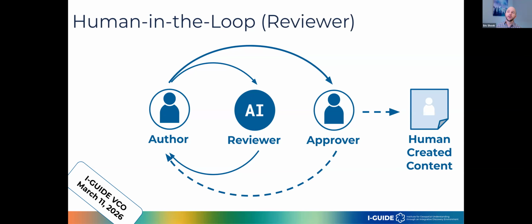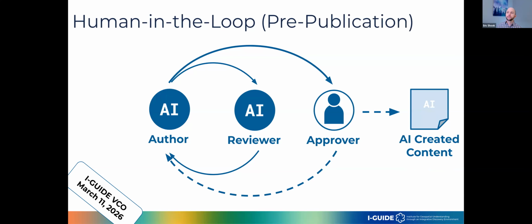We can also have human in the loop where AI serves as the reviewer. And in this case, what you would do is take existing material that you made as the author, you upload it to an AI system, and you have the AI review it, looking for gaps, holes, have it do some sort of a curriculum review. And then you can iterate over that, and ultimately you would approve it as a human, but we have human created content in this case.